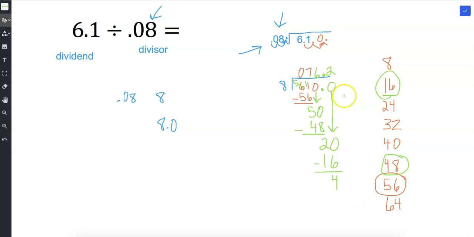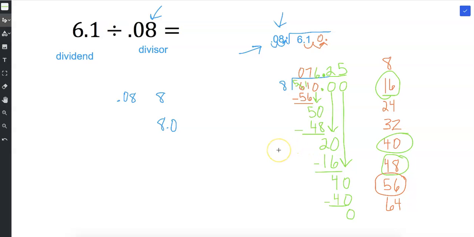We're still not finished. So that means I need to add another 0 because you cannot ask the question until you bring a number down. How many times does 8 go into 40? Well, 8 goes into 40 exactly 1, 2, 3, 4, 5 times. 8 times 5 is 40, so I place that below the 40, I subtract, and I finally get a remainder of 0, and there's no number to bring down, so we know that we are finished.